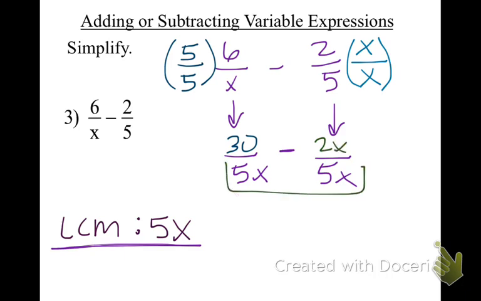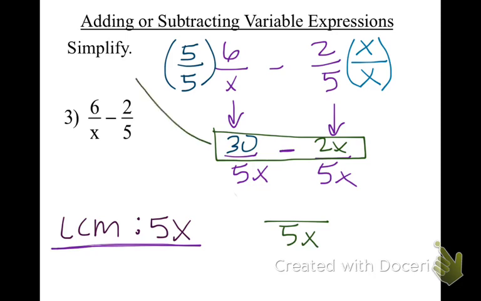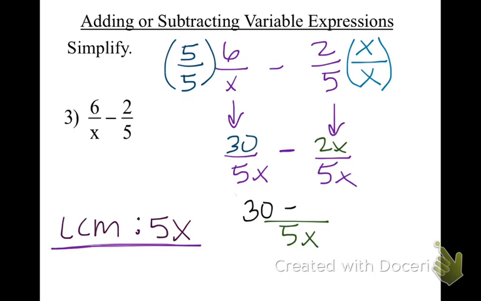Now, are my denominators the same now? Yes, they are. So that means I can go ahead and solve this. So I am subtracting. So I know 5x, my denominator is going to stay the same. Now, I have 30 minus 2x. Can I simplify that down any further? No, I cannot. So look and see what your answer is going to be. Your answer is actually going to be 30 minus 2x. This is going to be your answer. I know it looks ugly, but that's our answer.